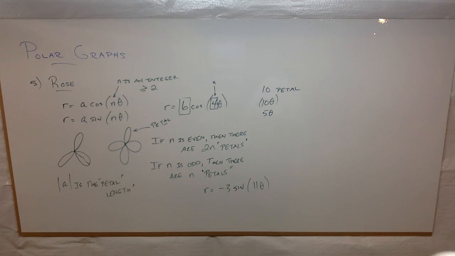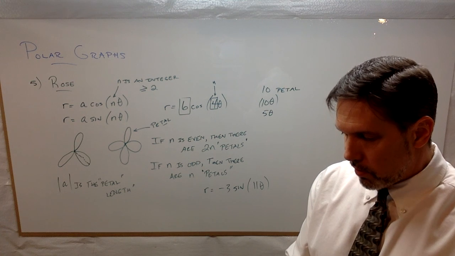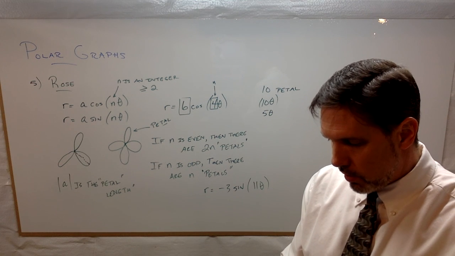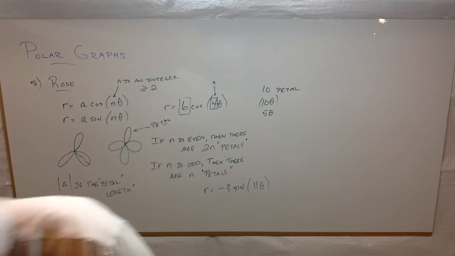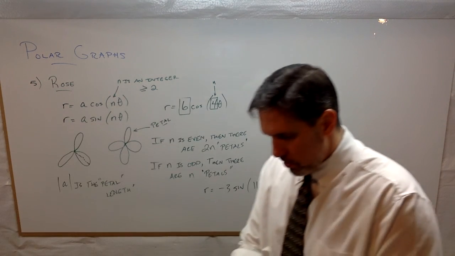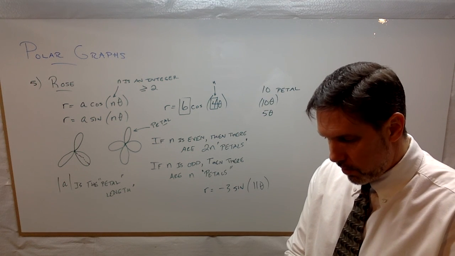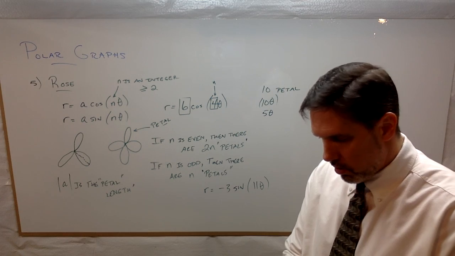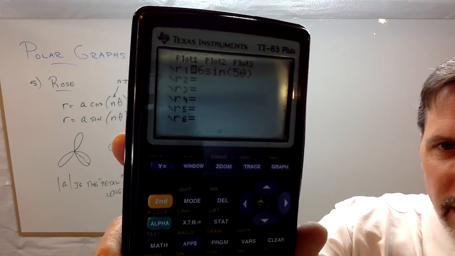So let's try a couple just to see what these look like. And this is where you're probably going to have to alter your window a little bit, just because these things get a little bit more complicated. So let's try one here. I guess I could just go with, say, 6 sine of 5 theta. I'll show you just here. So I'm going to graph 6 sine of 5 theta.